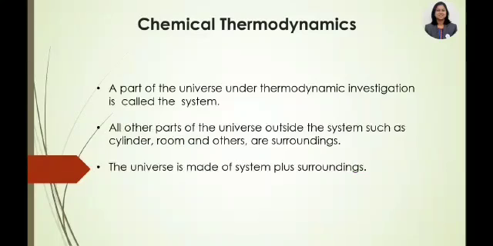All the other parts of the universe outside the system, such as the cylinder, room and others, are called the surrounding. So the universe is made up of system plus surrounding. So it goes hand in hand. So, system and surrounding.